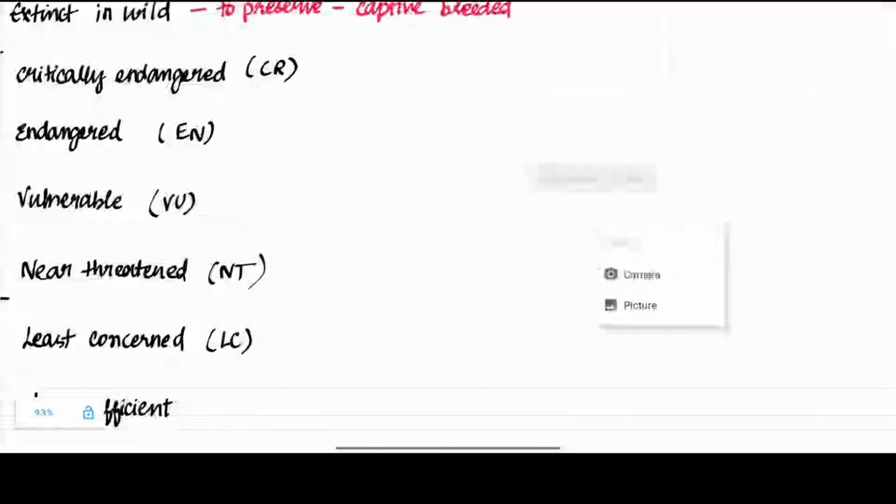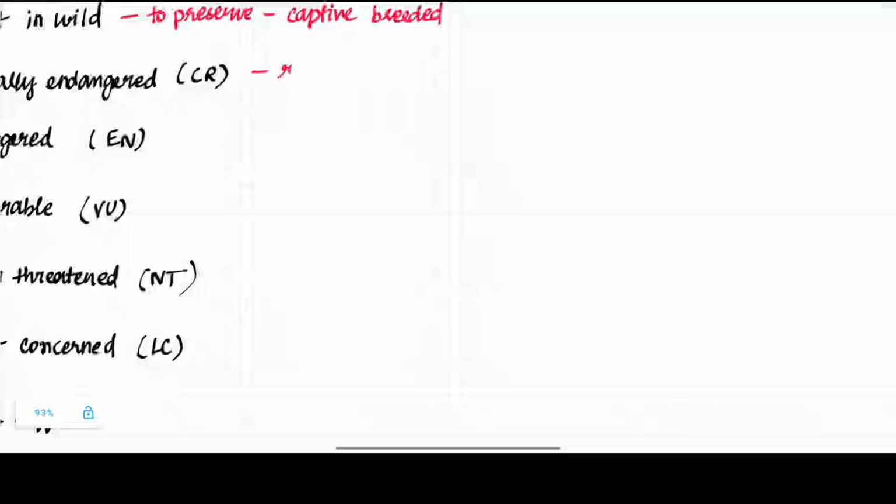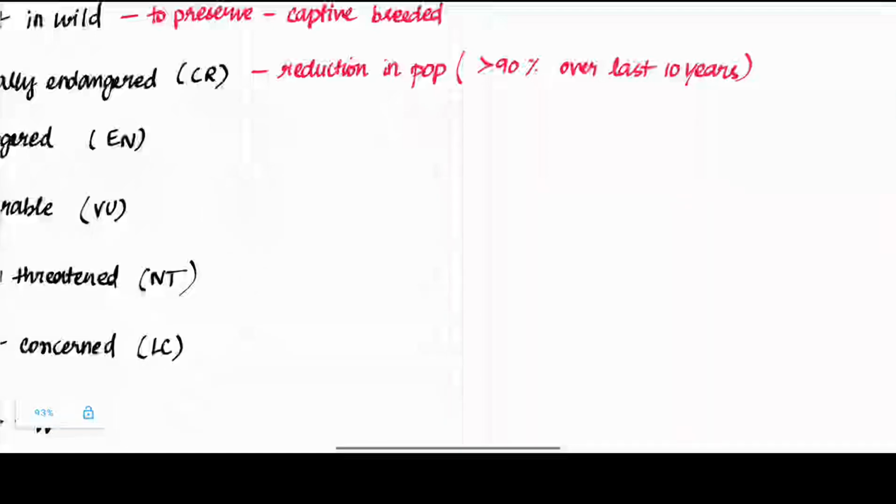Now, what is critically endangered? Critically endangered means there is a reduction in population: the population has reduced by more than 90% in just 10 years, and the population size is less than 50 mature individuals. Mature individuals are those able to reproduce; we are not including newborn animals. This is what we say is critically endangered.